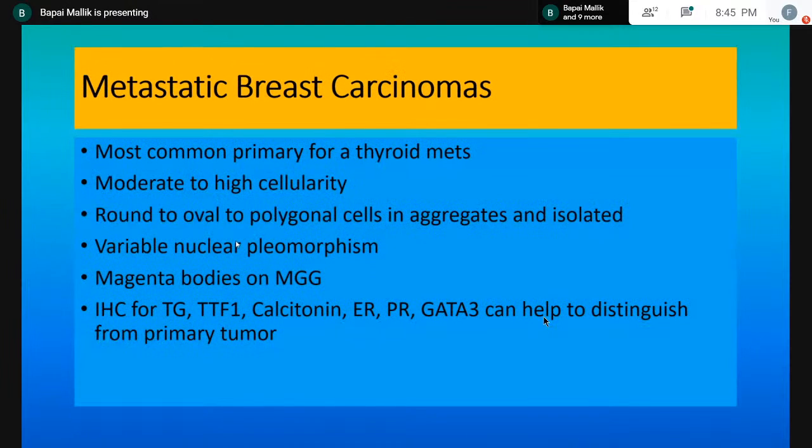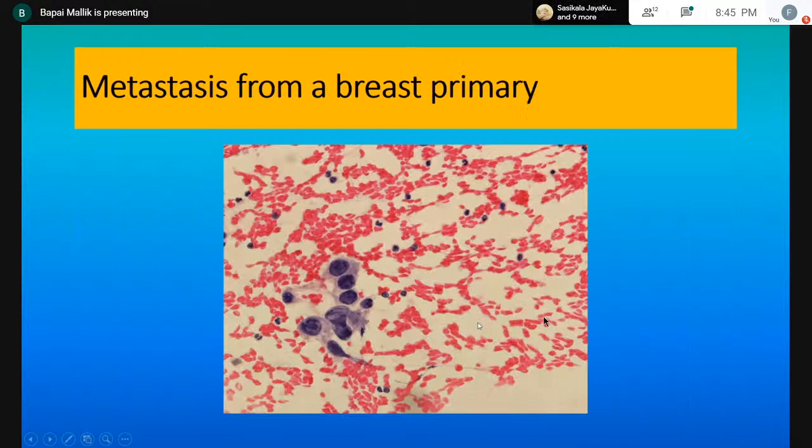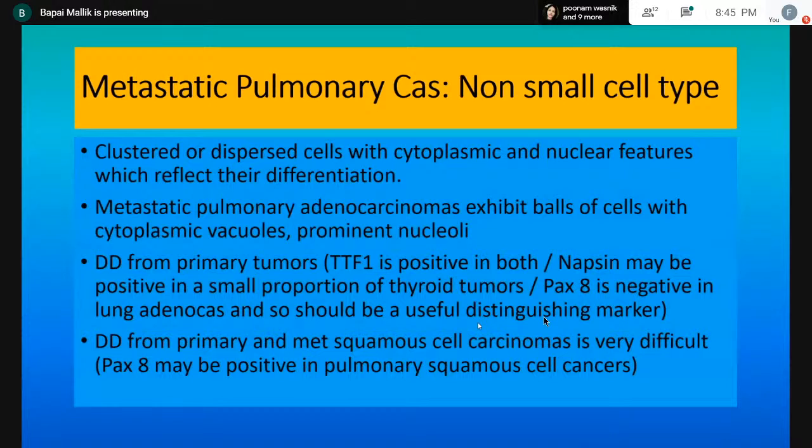Metastatic breast carcinomas possibly are the commonest things which come to the thyroid according to some series. So you have to use immunohistochemistry for thyroglobulin, TTF1, calcitonin, ER, and PR to establish that it is a thyroid tumor. Breast tumors, of course, many of them are ER, PR positive, so if they're positive, it helps. And BRCA3 obviously is going to help you in calling something a metastatic breast carcinoma. This happened to be one such example of a breast carcinoma metastasizing to the thyroid.